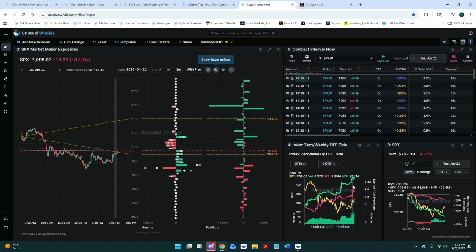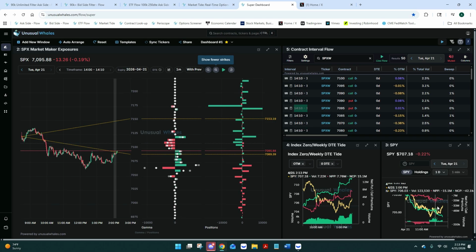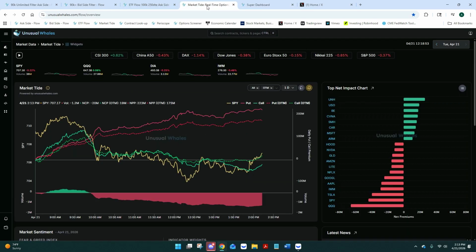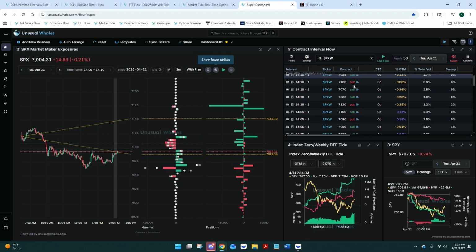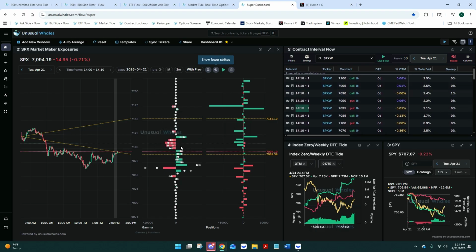I got some calls coming in on the interval flow. My weekly DTEs on the indexes are looking good. 0 DTEs, so bullish. Premiums on SPY are dropping a little bit, bid side for both. And then on market tide, calls are picking up. So I'm just combining multiple little data points there. We'll see what happens, but if I'm trying to trade this, I'm going with what I'm seeing come in. I'd probably try to shoot for calls again.